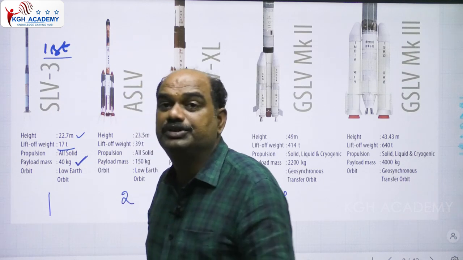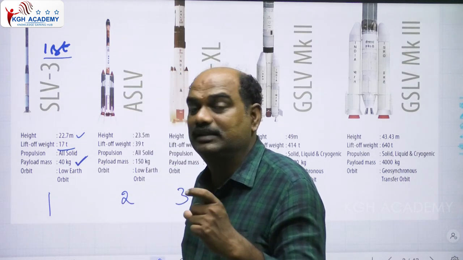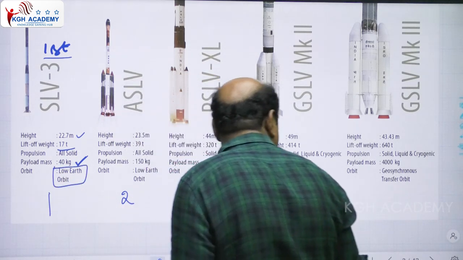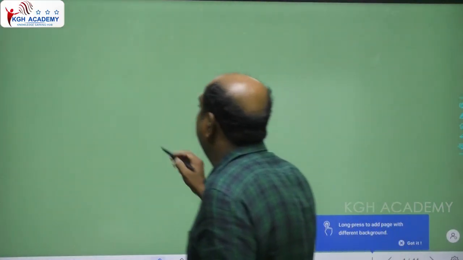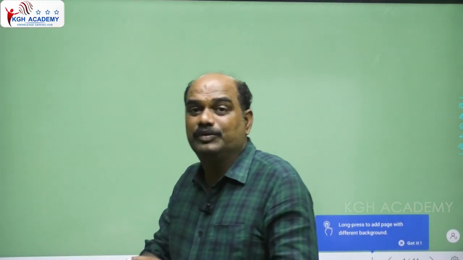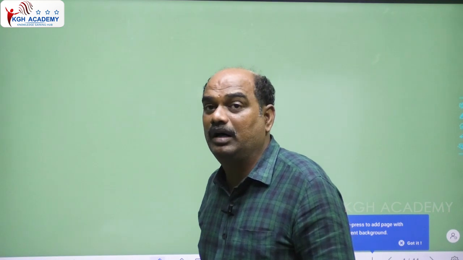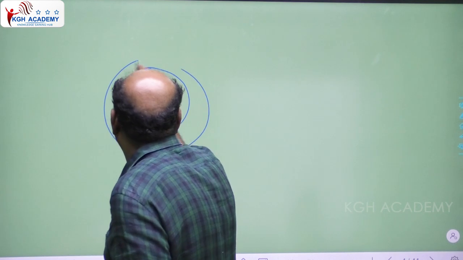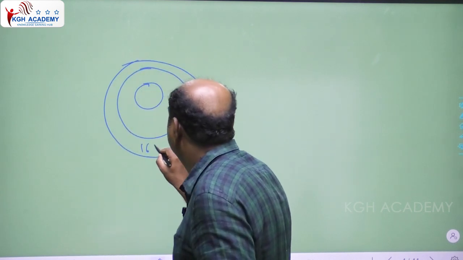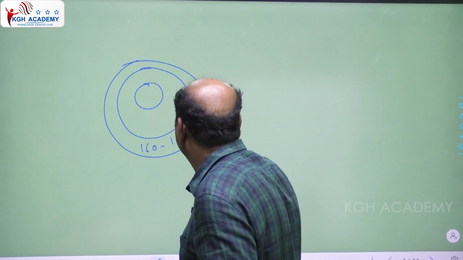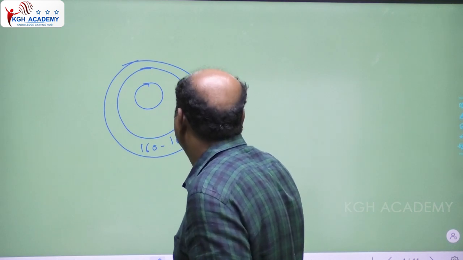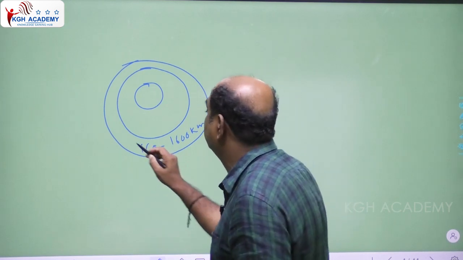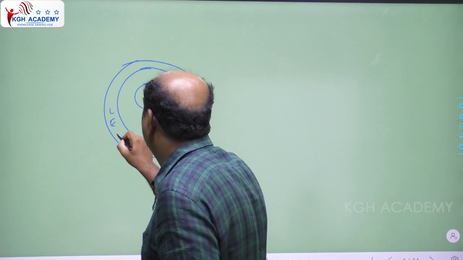So the first generation launching vehicle is SLV, which can carry a payload of 40 kgs, and the orbit in which it can keep the satellites is the low Earth orbit. I am going to give you a small brief on the orbits. From the surface of Earth, between 160 to 1600 kilometers is called LEO, low Earth orbit.